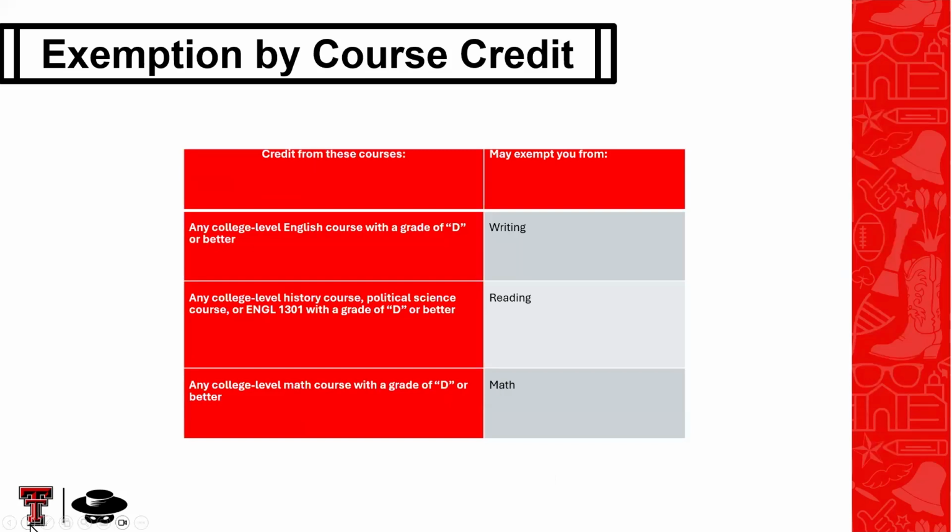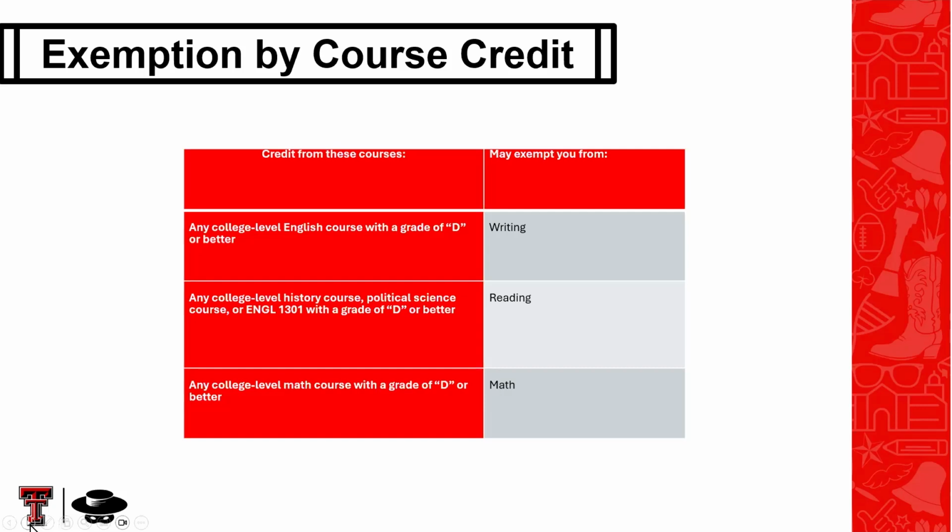So if you have any dual credit classes or any college classes, so for English, for writing, TSI, we just need an English credit with a D or better. For reading, it's going to need to be any history or political science course, or it has to be English 1301 with a grade of D or better. So if you are transferring or you have dual credit from out of state, you'll want to go check on our registrar's website and see how that English class is going to transfer over. It has to transfer over as English 1301 to meet that reading requirement.